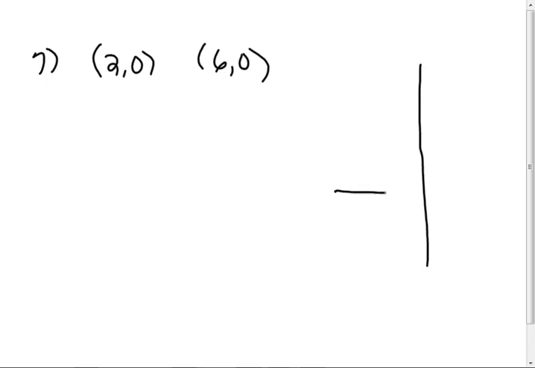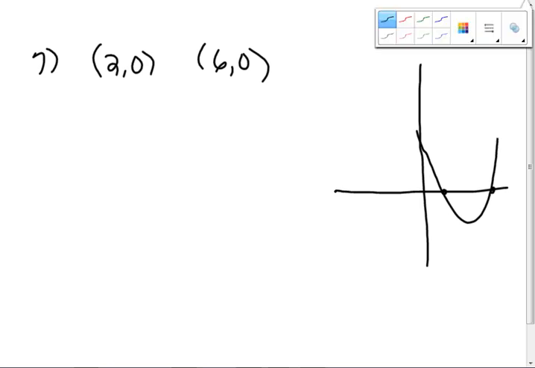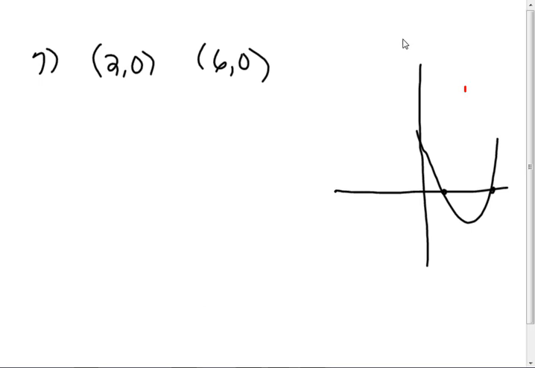Let's graph this. 2, 0, 6, 0. There's my parabola. What's true about the axis of symmetry? It's exactly halfway. So if this is 2 and this is 6, my picture's not great. You make it a little bit bigger, better. What's halfway between 2 and 6? If you can just tell me, that's great. If you can't tell me, then what do we do?